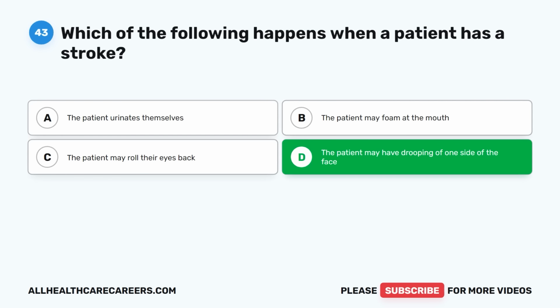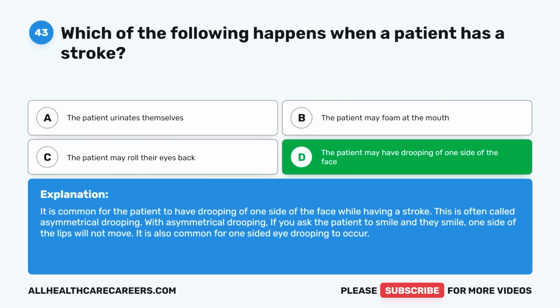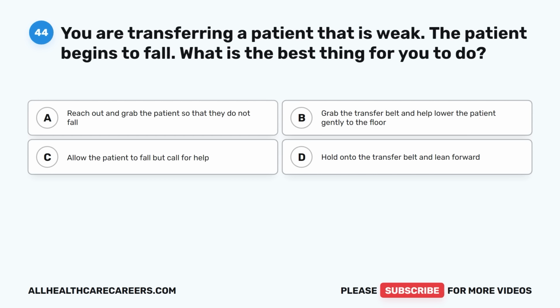The patient may have drooping of one side of the face. It is common for the patient to have drooping of one side of the face while having a stroke. This is often called asymmetrical drooping. With asymmetrical drooping, if you ask the patient to smile and they smile, one side of the lips will not move. It is also common for one-sided eye drooping to occur. Question 44.